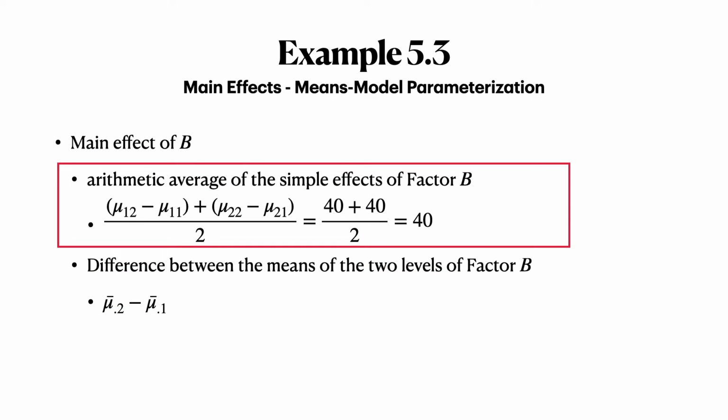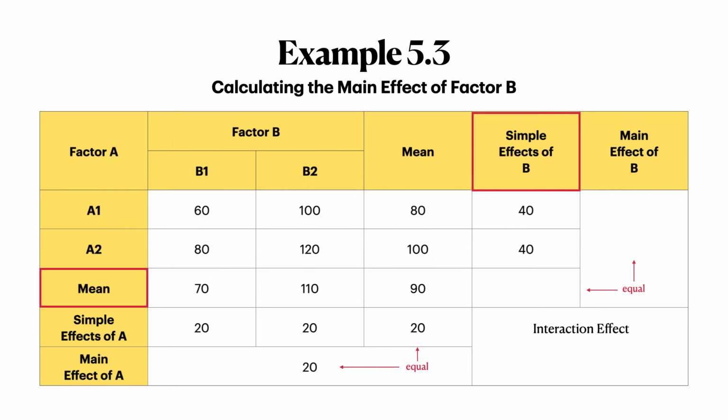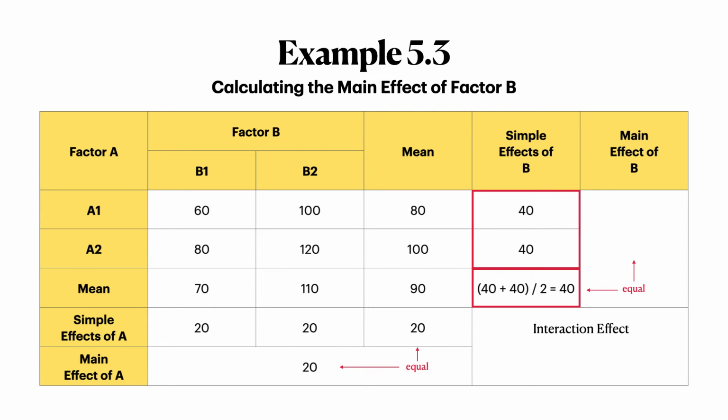Next, let's calculate the main effect of B first as the arithmetic average of the simple effects of factor B. Those two simple effects were found to be 40 and 40, and so their average value is going to be 40. And we're going to put the value for the main effect of B using this calculation in the cell that corresponds to the intersection of the mean row and the column for the simple effects of B. And that tells us how to do the calculation. And so we're going to average 40 and 40, and obviously we get 40. So that is the main effect of B according to this calculation.